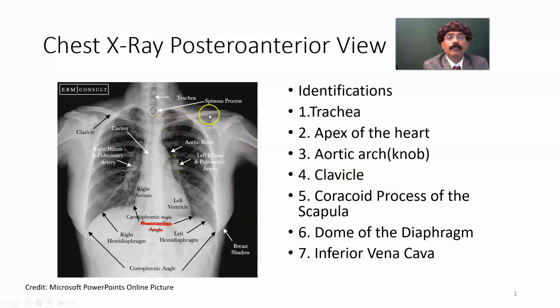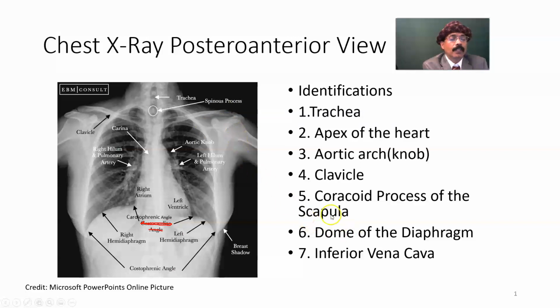This is the clavicle, left clavicle, right clavicle. This is the acromioclavicular joint. Then this is the tip of the coracoid process of the scapula. This is the spine of the scapula here, and this is the acromion process of the scapula. This is the head of the humerus.